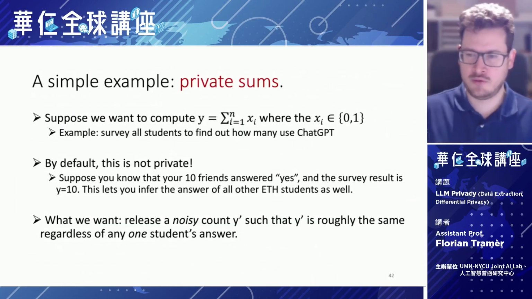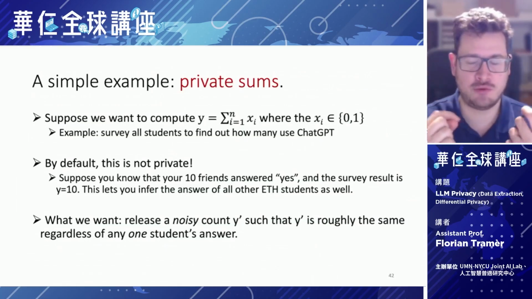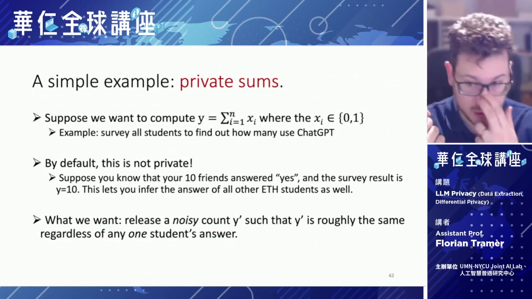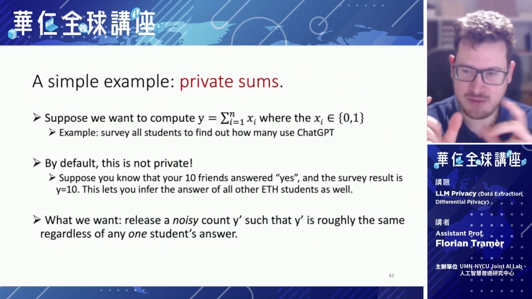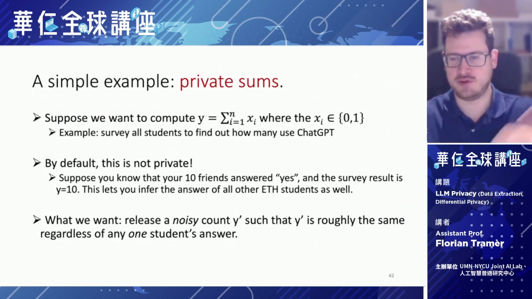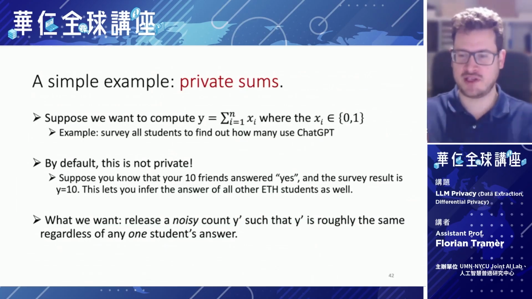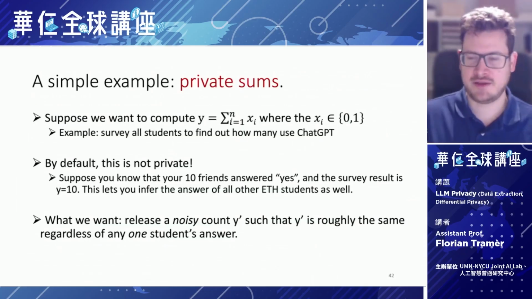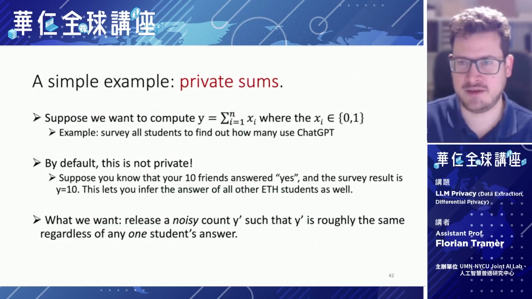So what we'd want to make this private is to release a noisy version of the true count, which should be able to hide what any individual student responded to the survey. Or more generally, if we're computing a sum of different elements, we get a noisy sum out that hides the contribution of any individual term in this sum.